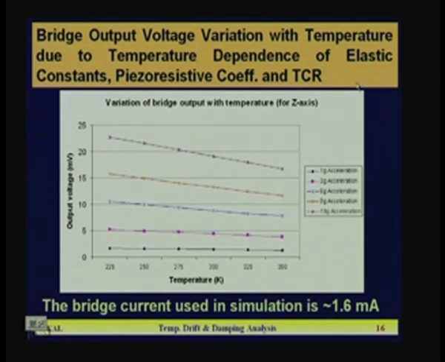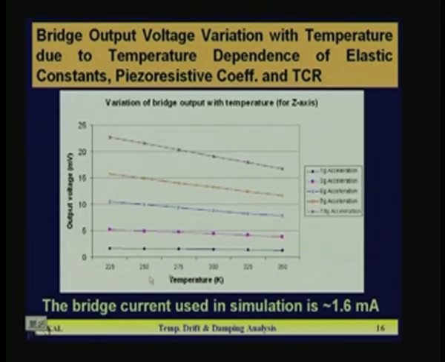due to the temperature dependence of elastic constant, piezoresistive coefficient and TCR all together, because in the end it is very difficult to find out who is going to play how much variation, as I told you. So the overall variation is plotted in this curve, and you can see here that from 225 to 325 the total output voltage variation is not small for 1G, but for 1G and 3G the total variation is almost very small, negligible.